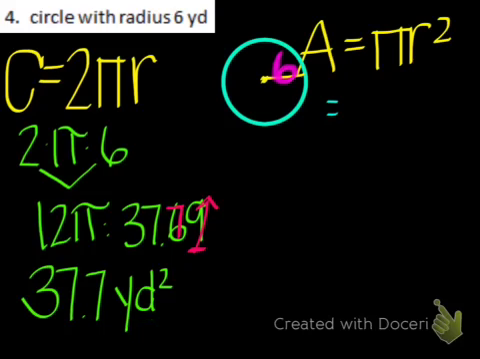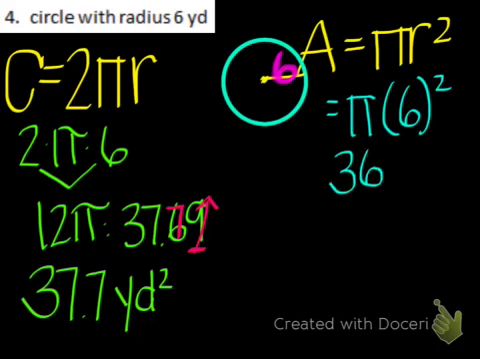Our area is pi times a radius of 6 and square that. 6 times 6 is 36.